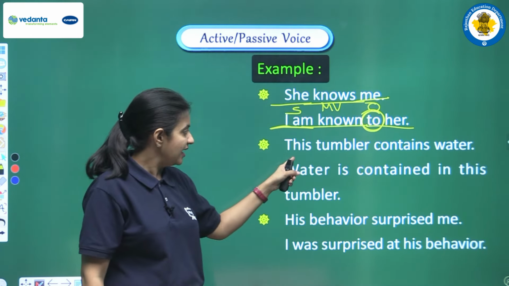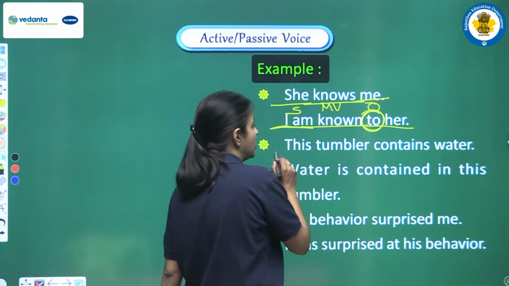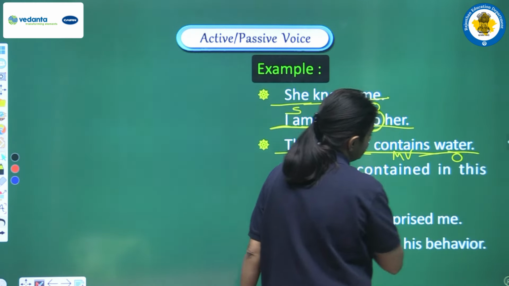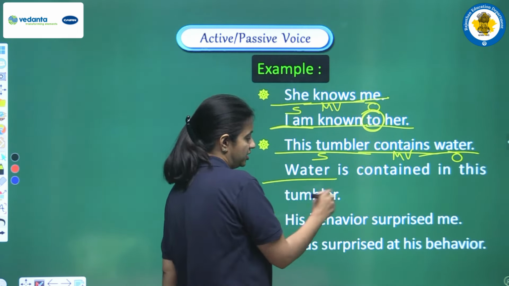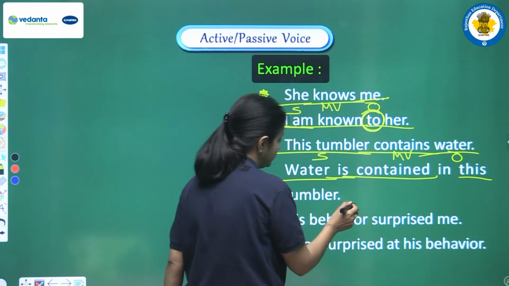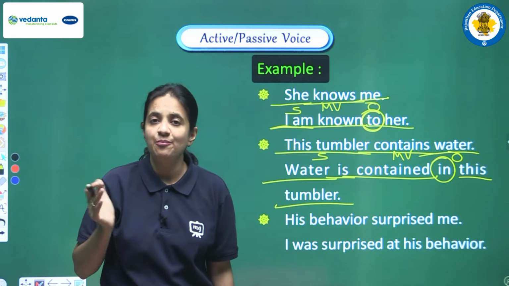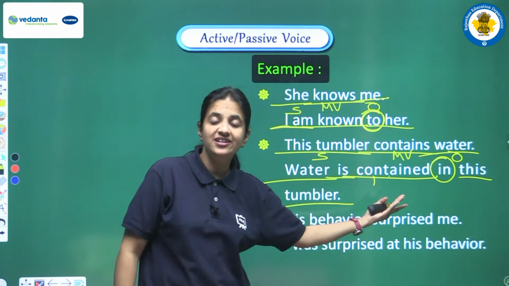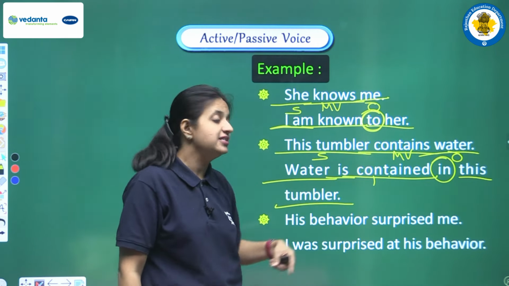Next is: this tumbler contains water. Again, it's an active voice sentence. We have this tumbler as the subject, contains as the main verb, and water, yes, this is the object. When we convert this into passive voice, first of all we write water, is as the helping verb, contained as the third form of the main verb, and at the end of the sentence the subject, that is this tumbler. But here before the subject we are not writing by, we are writing in. Why? Because with this particular word, contained, we have to write in only, and the passive voice will be: water is contained in this tumbler.